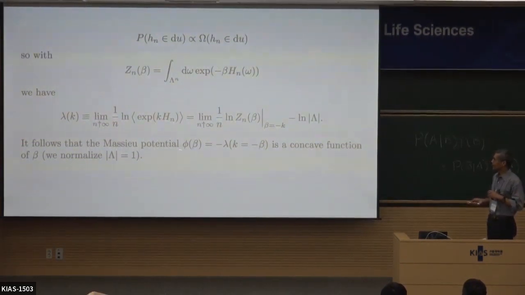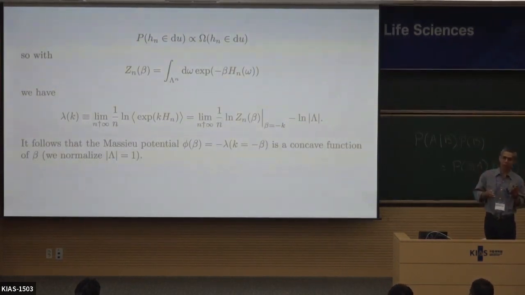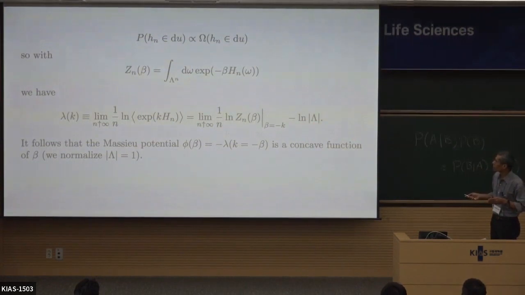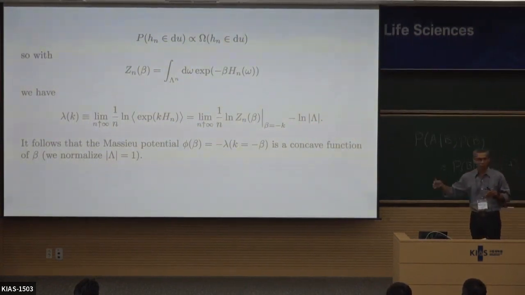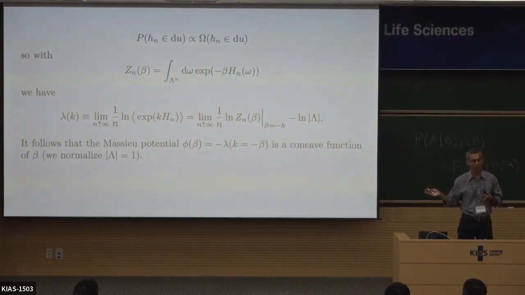Another way to say it is the Massieu potential is minus the free energy, okay? The reason I wrote it like this is that people may or may not include the beta in the free energy. So if you include the beta in the free energy, then you get concavity. If you don't include it, then you get convexity, okay? So this is just a matter of definition of what you call the free energy, whether you include a factor of beta in it or not. In any case, the important point here is that this is how all the things we've been talking about in terms of large deviation theory are related to equilibrium statistical physics.